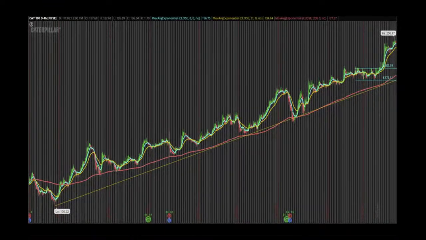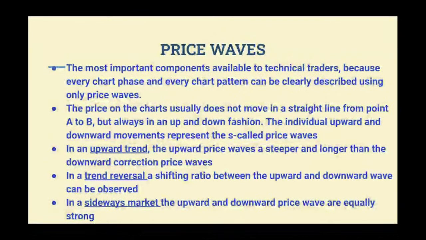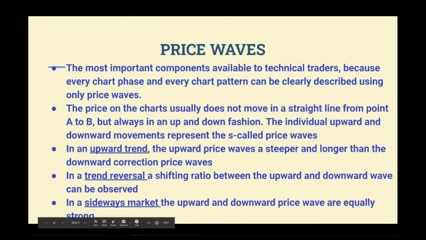You see, that's an upward trend, and those are the corrections. Look how the greens, which represent the upwards and the buyers, are steeper than the red ones. In a trend reversal, a shifting ratio between the upward and downward waves can be observed. In a sideways market, the upward and downward price waves are equally strong.